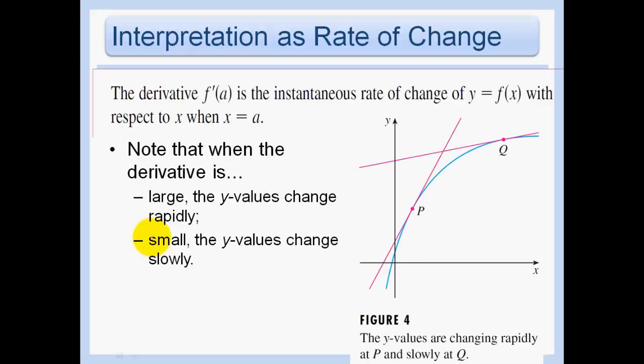So let's just take the interpretation as a rate of change. The derivative, f prime of a, is the instantaneous rate of change of y equals f of x with respect to x when x equals a. So it's just instantaneous rate of change as opposed to the average rate of change, which would be the secant line. Note that when the derivative is large, the y value changes rapidly, and when the derivative is small, the y value changes slowly. So that's all we have there.